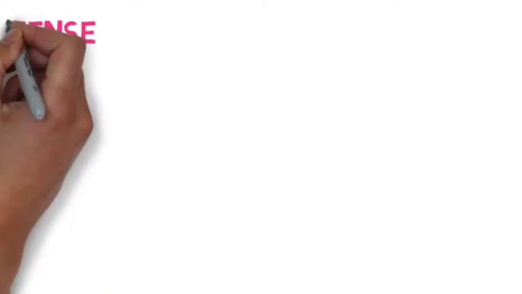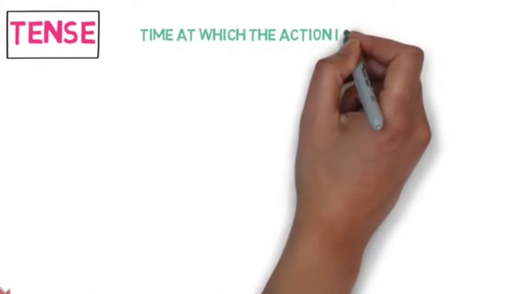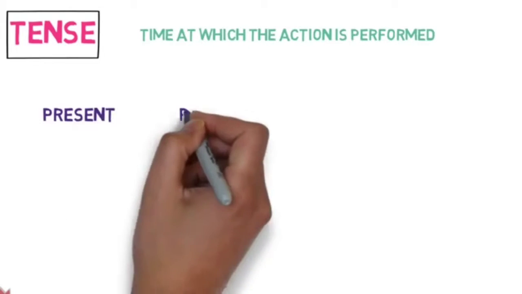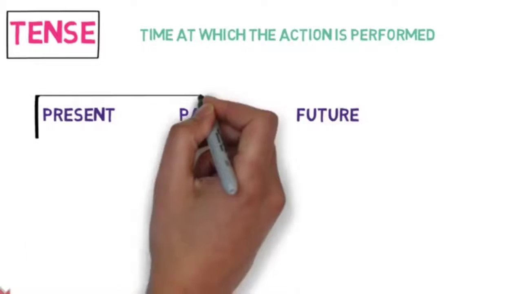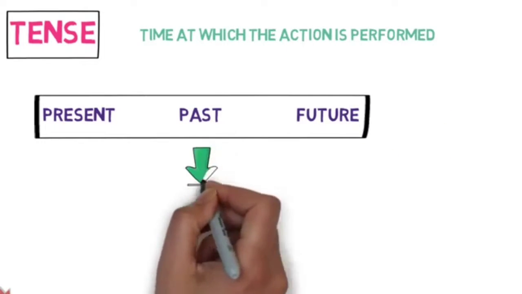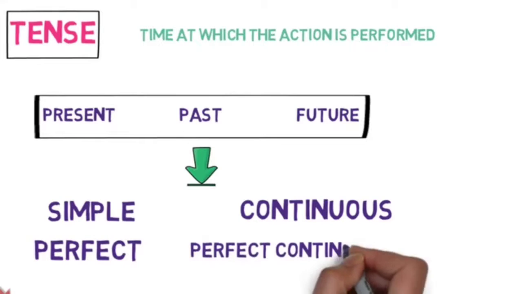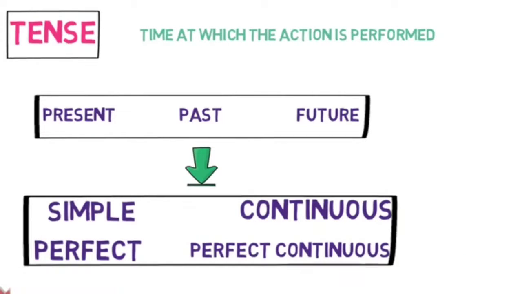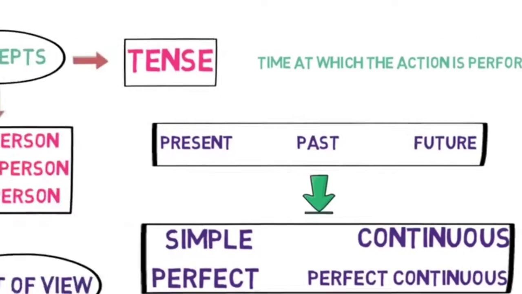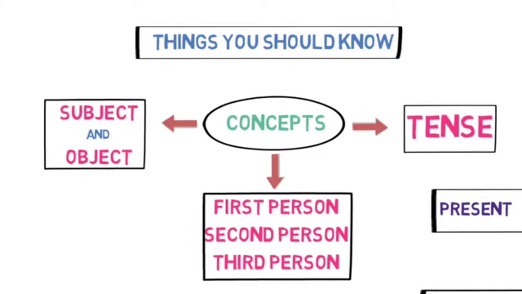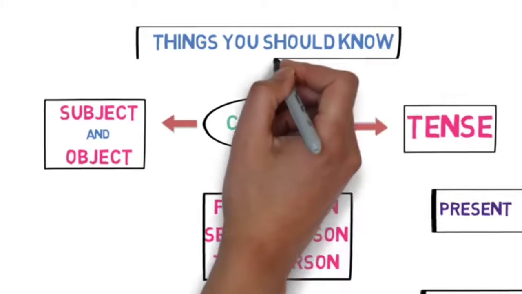Let's know about tense now. Tense denotes the time at which the action is performed. Tenses are mainly divided into 3 types: present tense, past tense and future tense. And they are subdivided into 4 subtypes, that is simple, continuous, perfect and perfect continuous tenses. So in total there are 12 tenses in English. Children, subject and object, first person, second person and third person and tenses. So these are the 3 things you must know, children.